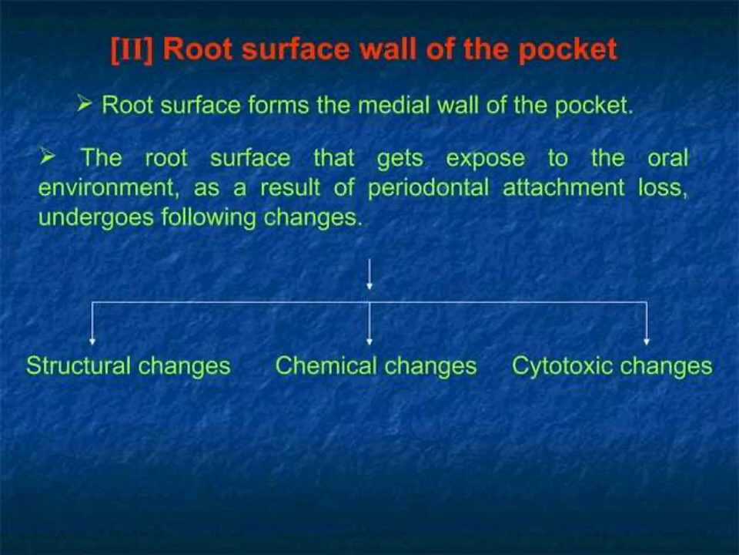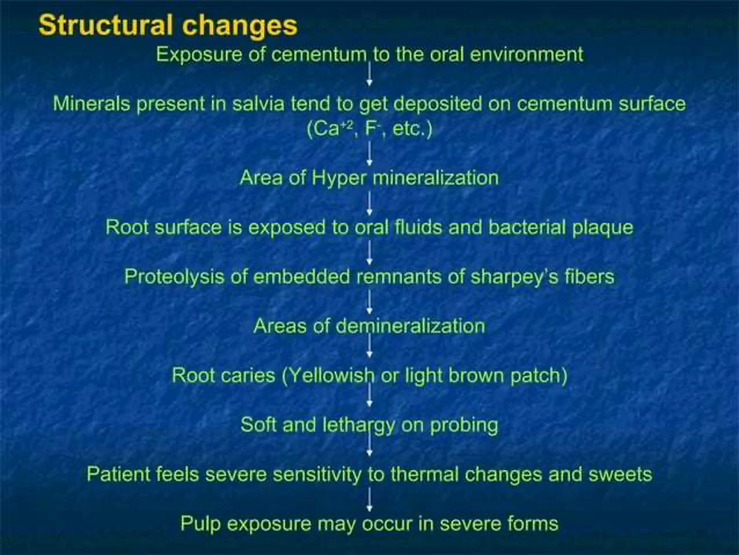Root surface wall of the pocket. The root surface forms the medial wall of the pocket. The root surface that gets exposed to the oral environment as a result of periodontal attachment loss undergoes structural, chemical, and cytotoxic changes. Under structural changes, exposure of the cementum to the oral environment causes minerals present in the saliva to get deposited on the cementum surface. So, areas of hypermineralization occur.